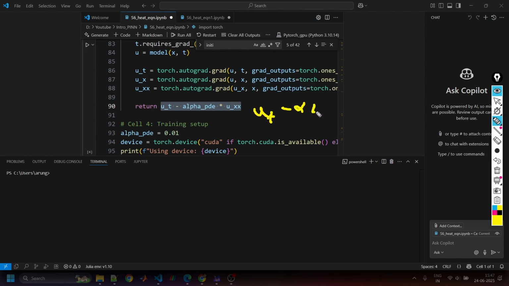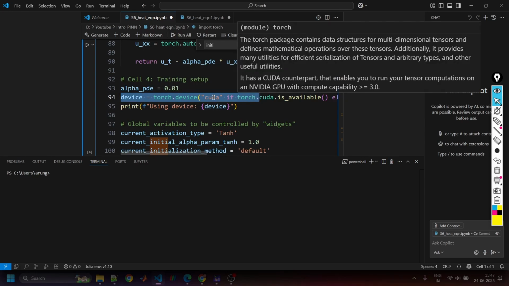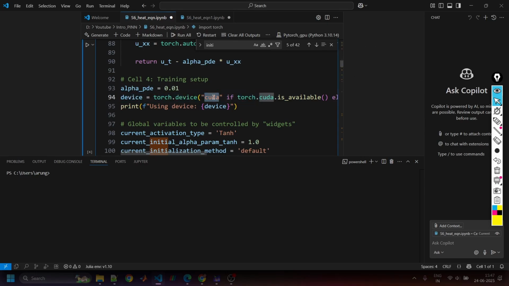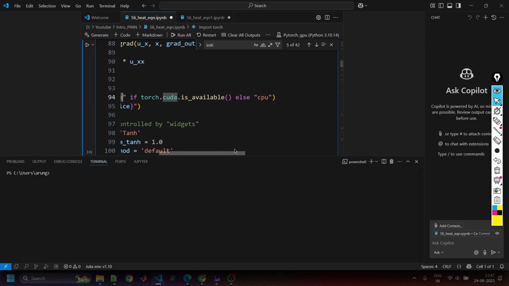Finally, we are defining our PDE here as u_t minus alpha into u_xx. Here we have defined the coefficient of dissipation as 0.01. This command ensures that PyTorch will go to CUDA, that is GPU, if we have CUDA installed. If that is not there, it will take CPU.